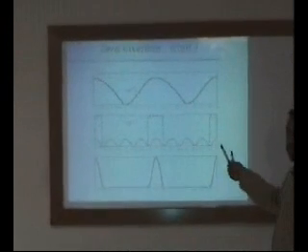This is what is happening in the frequency domain, and it tells you that all the things which you have added.